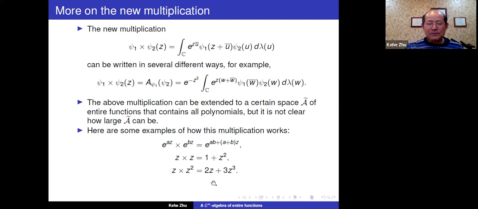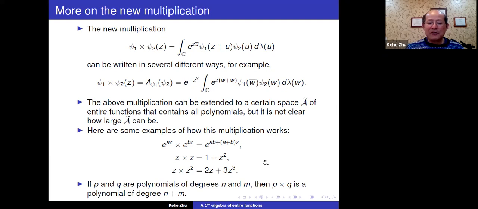In general, you can show that if you have two polynomials p and q, you can perform this multiplication, and you get a polynomial p times q. It's going to be a polynomial of degree n plus m. But if you want to compute it specifically, it's very complicated. I mean, you can imagine in situations like this, it's already pretty complicated.